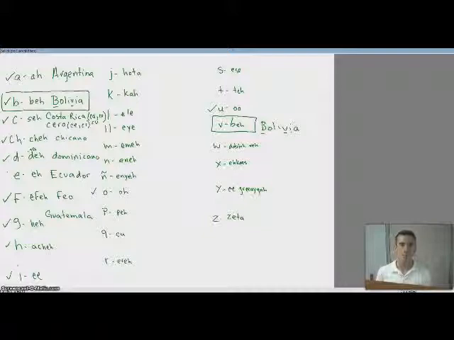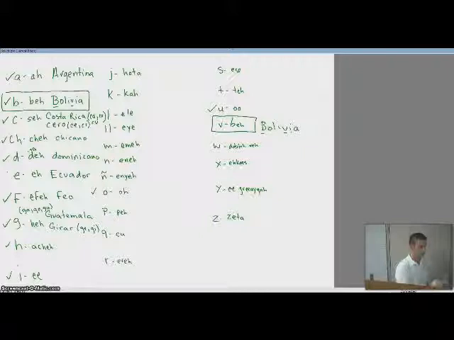Guatemala. You can hear the hard G sound. Another example would be the verb to spin or to turn. Girar. So, it's gonna be the same principle. Ga, go, gu, he, hi. Guatemala, girar. H. H is completely silent.